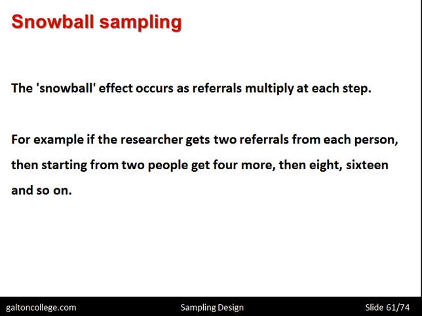The snowball effect occurs when referrals multiply at each step. For example, if the researcher gets 2 referrals from each person, then starting from 2 people, you get to 4, 8, 16, and so on. So the snowball effect is it grows very rapidly. But as I said, if it's used to make projections about the population, it is biased. And that is the problem.